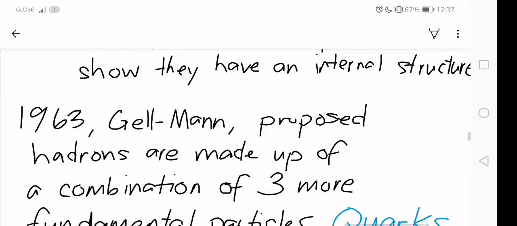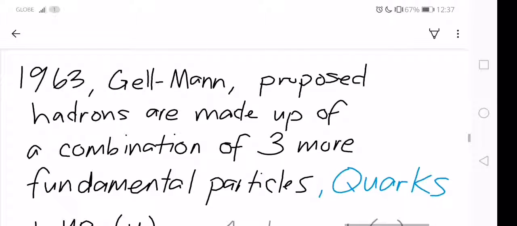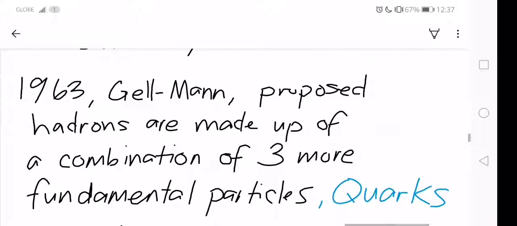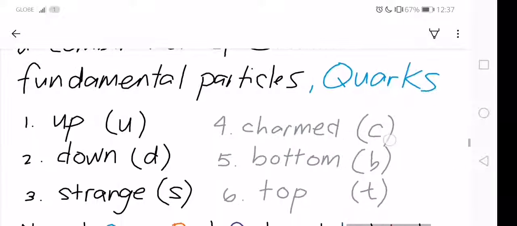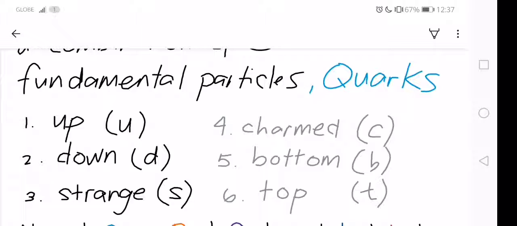So in 1963, Gell-Mann proposed that hadrons are made up of a combination of three more fundamental particles. He called these fundamental particles inside hadrons quarks. Initially, he proposed three quarks, which are the up, down, and strange quark. And later on, it was shown that there are an additional three quarks, which are the charmed, bottom, and top quarks.